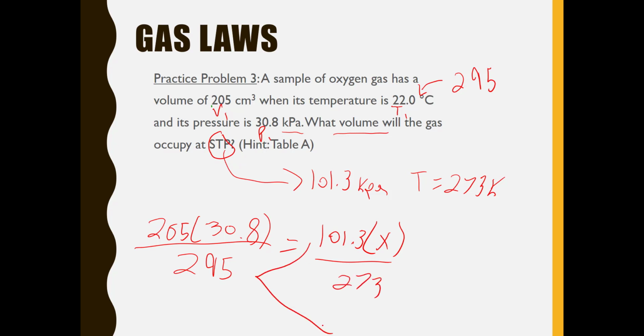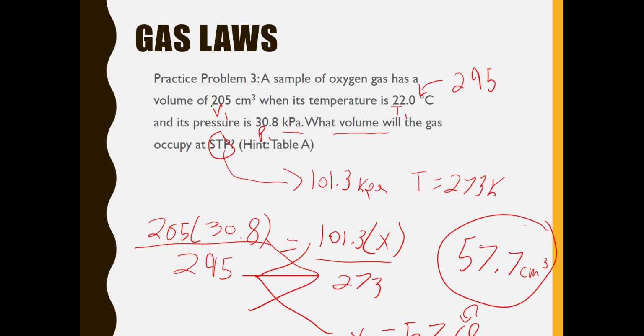Again, you're going to cross multiply these and solve for X, in which you should end up with X equaling 57.68. Sig figs here is 3 sig figs. 3 sig figs would leave you with an answer of 57.7, and your volume in this case is going to be in centimeters cubed.